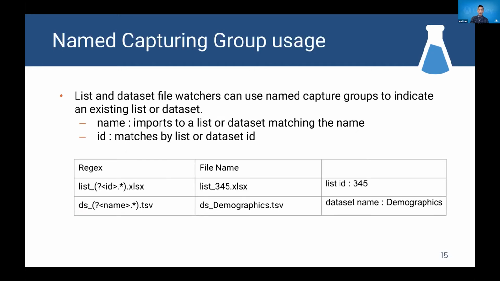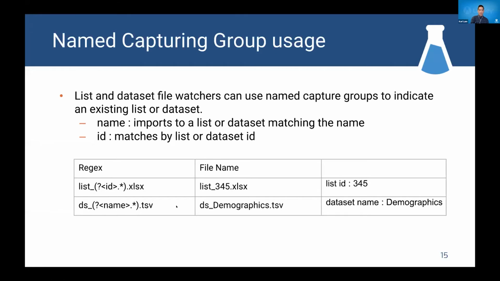One way that you could use this is for lists and datasets. You can use these to associate with an existing list or dataset. The normal behavior, the way we match up what list or what dataset to import, is by the name of the trigger file. And this may not be convenient all the time. So it's nice to be able to specify the name or the list ID or dataset ID that you want to bind to.